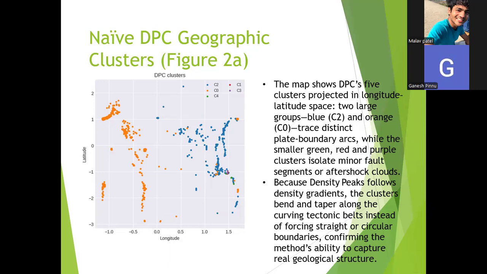Now the key point is that these clusters follow tectonic plate boundaries, especially in the Pacific and Nazca region. This shows that DPC is capable of bending and adjusting to the natural fault line curves, something k-means can't do.